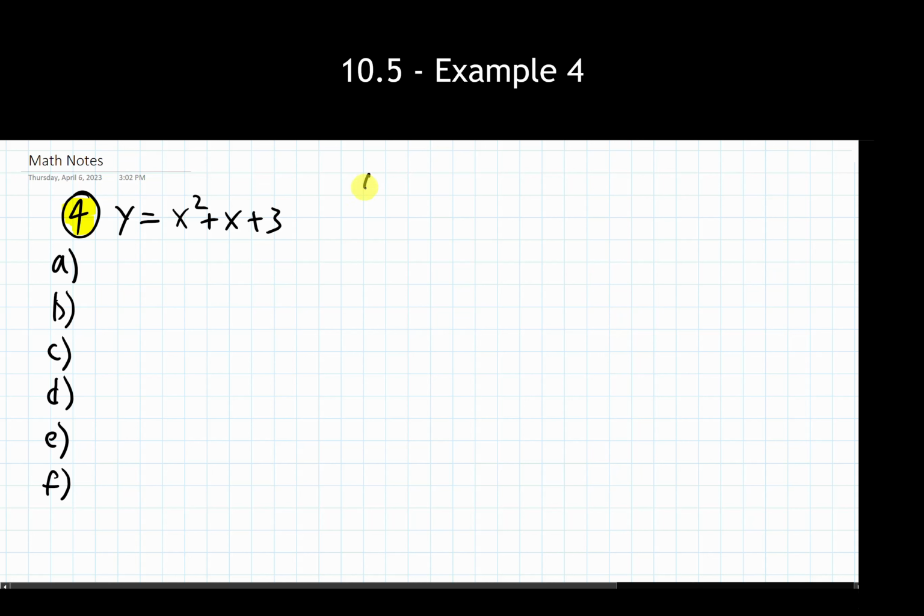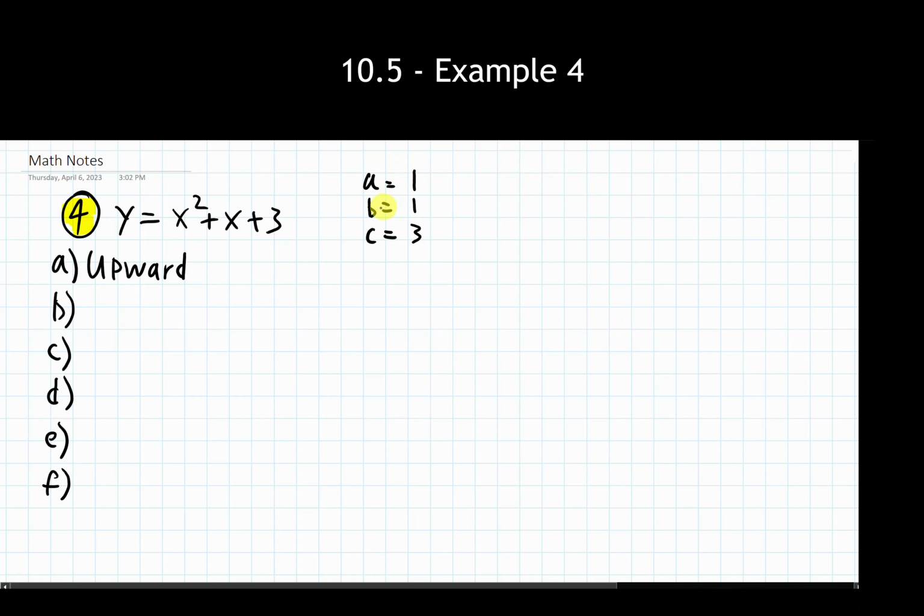Let's just start with finding our a, b, and c values. It's always good, especially if it's in standard form. A is 1, b is 1, and c is 3. Our standard form here. So which way is this thing open, upward or downward? A is positive, so this thing opens upward.